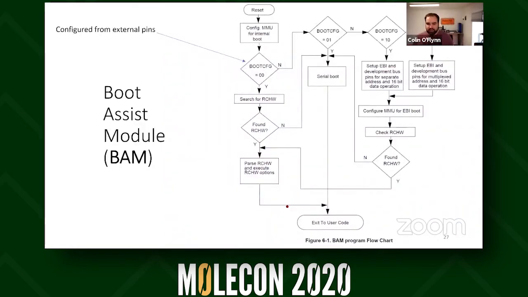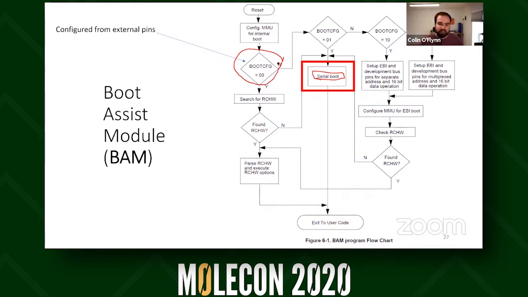This specific device had a bootloader mode. In the bootloader mode, you basically have this serial bootloader. So we want to get to the serial bootloader. That's the goal. And this serial bootloader is configured from external pins. These external pins basically tell the device which way to boot.